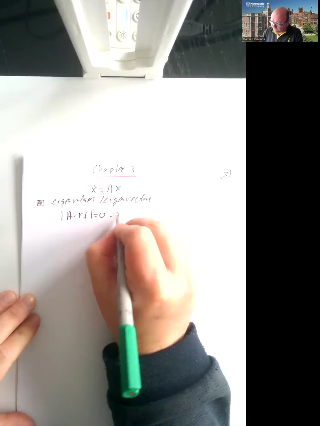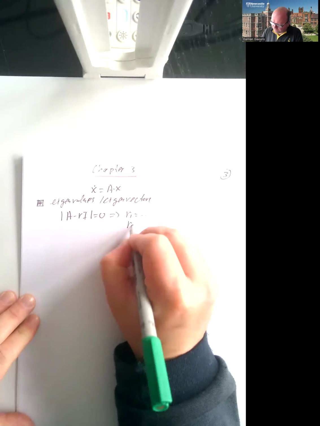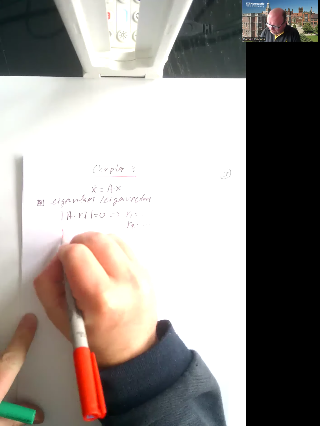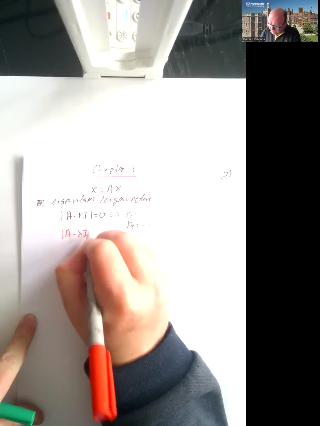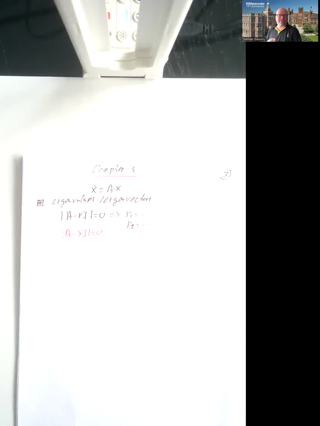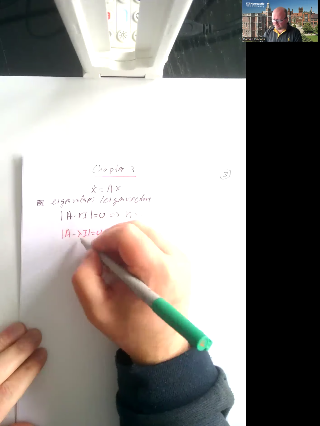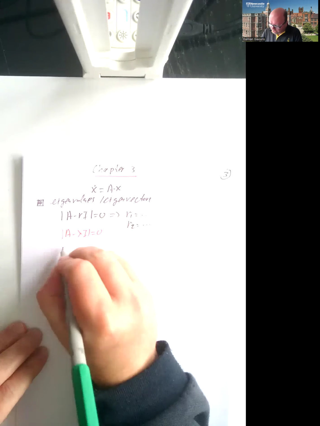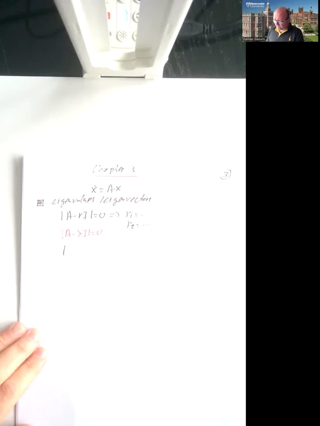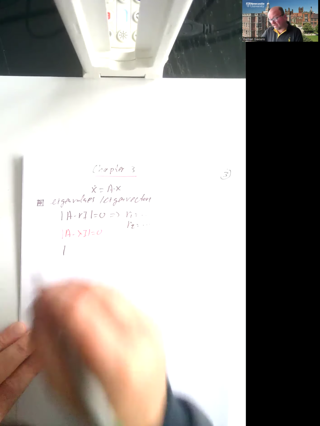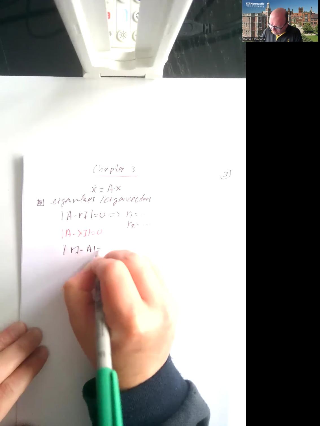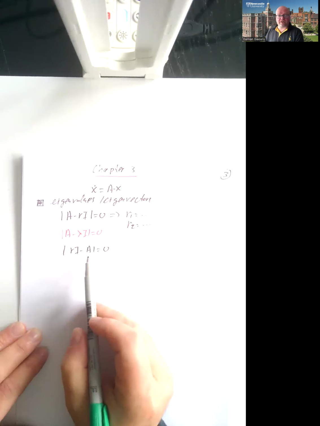Through here, you're going to find R1, R2, and so on. Just before I continue, sometimes we use the expression A minus lambda I equals 0. It is the same thing, just a different symbol for the eigenvalue. Also, some books use the eigenvalue equation in this way: Ri minus A equals 0. Obviously, these two are the same thing.